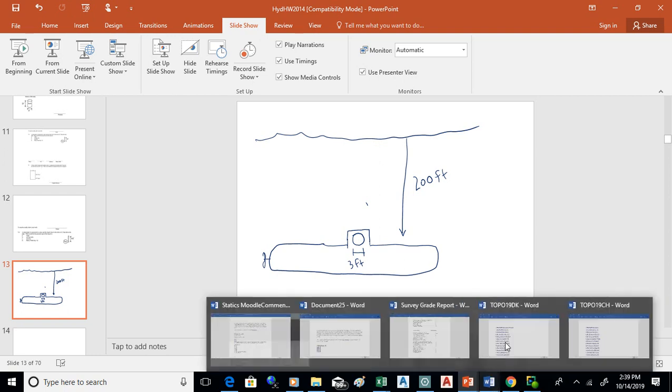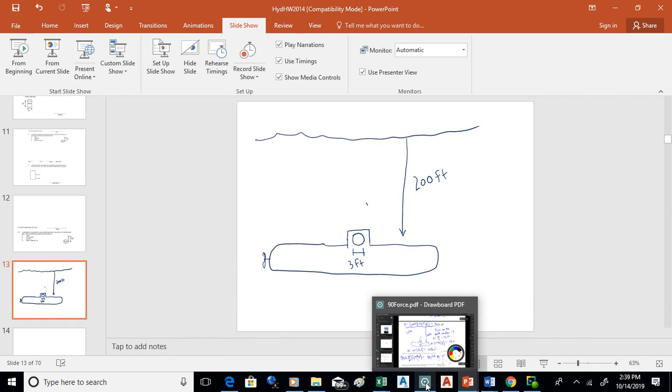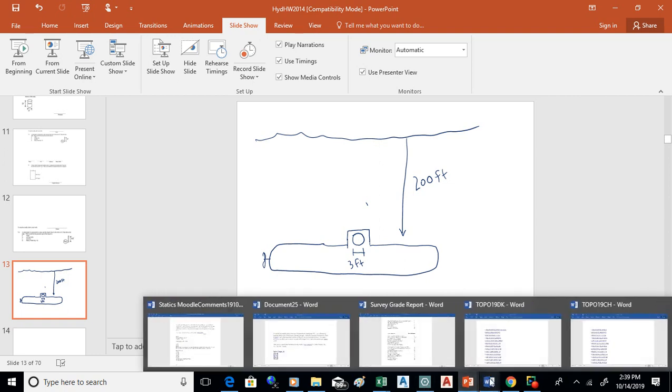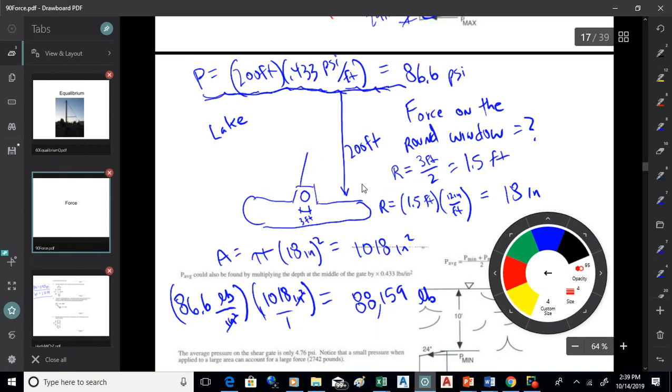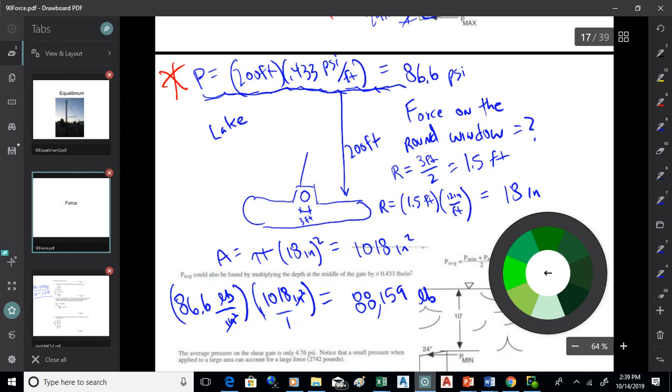All right, hopefully you've been able to knock that one out. Let's see what we got. Okay, so what we're going to have on this one is the pressure would be the 200-foot depth times 0.433 psi per foot. That would be 86.6 psi.